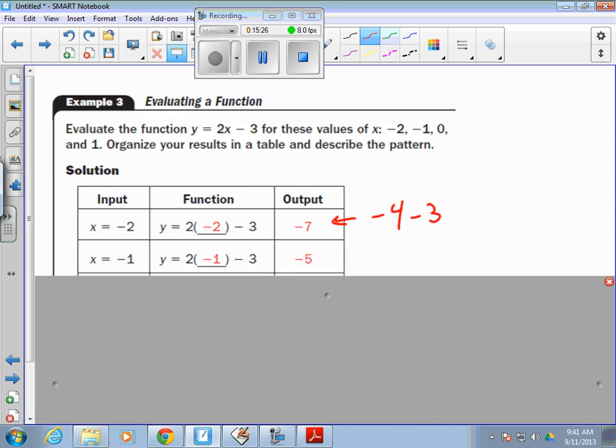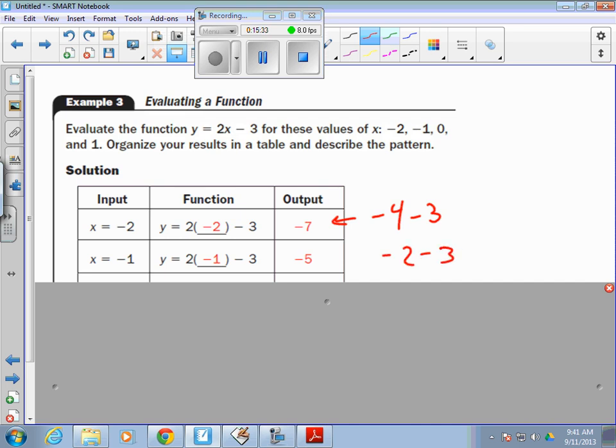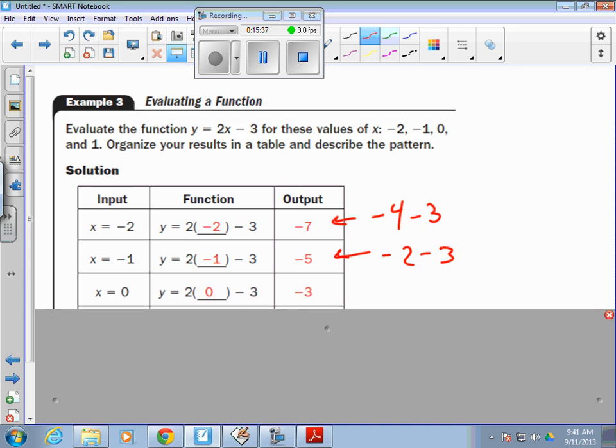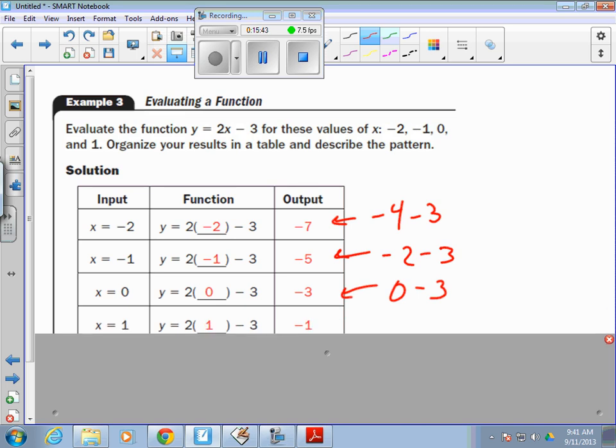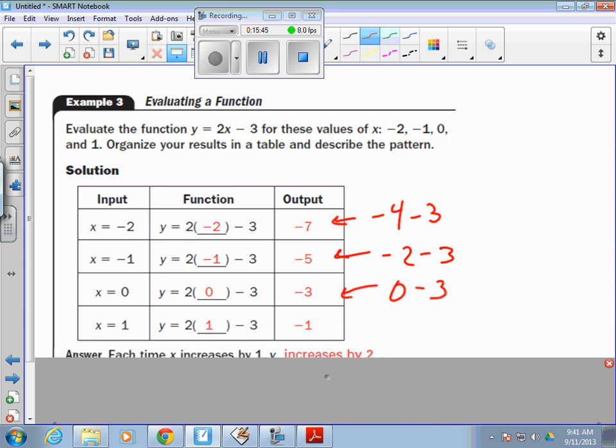The negative 1 and the 0 are pretty easy. 2 times negative 1 is negative 2. And negative 2 minus 3 is negative 5. When you plug in 0, it's easy. Anything times 0 is 0. And 0 minus 3 is negative 3. Then finally, when you plug in 1, 2 times 1 is 2. And 2 minus 3 is negative 1.